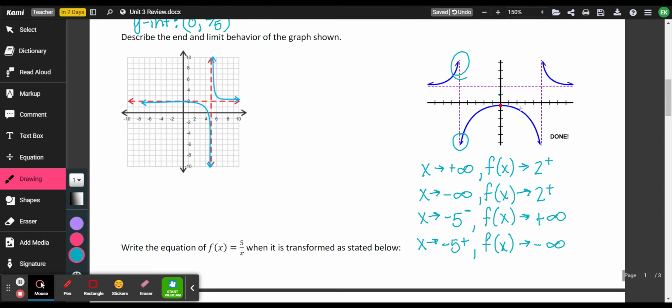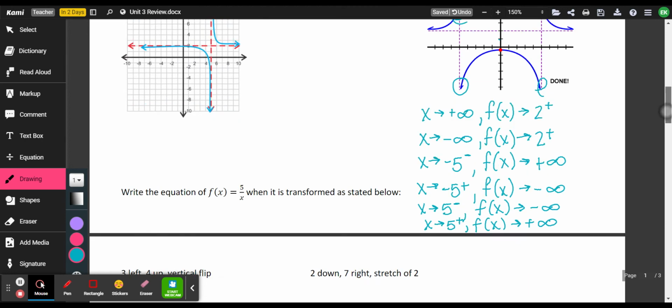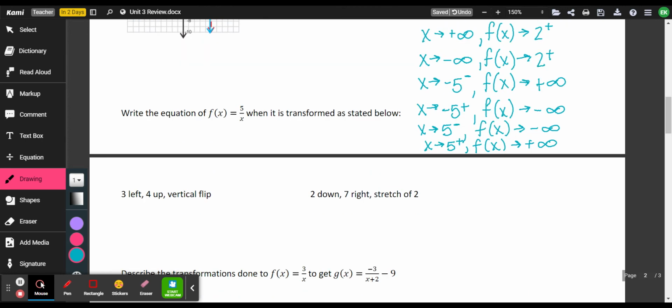Now I'm going to jump to the other asymptote, which is at positive 5, and I'm going to do the same thing. As x approaches positive 5 from the left side, f of x is approaching negative infinity. That's the left side there. And then as x approaches 5 from the right side, f of x is approaching positive infinity. So make sure that you're writing end behavior, that's these two, and then limit behavior for every asymptote.